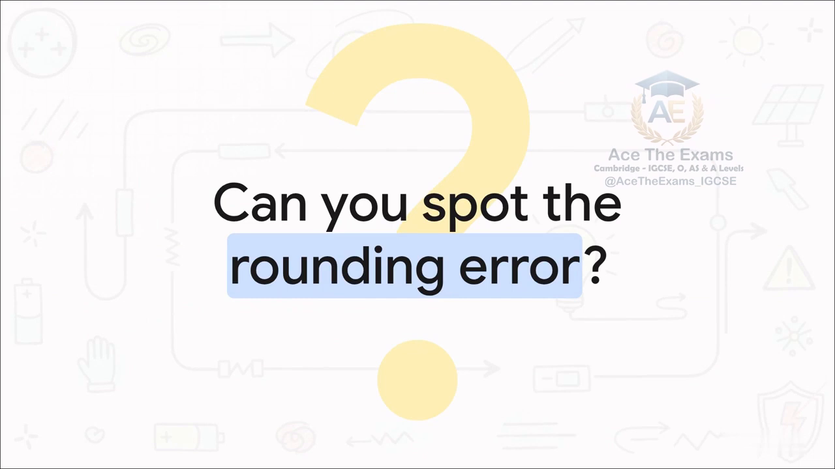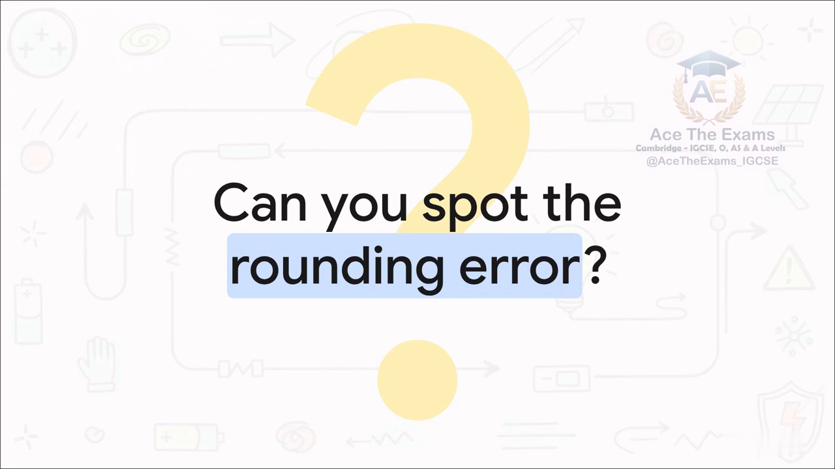Let's test your eyes with a parallel circuit power calculation. If a student calculates the intermediate current as 1.33 amps instead of using the exact fraction and then squares it for their power calculation, look closely.